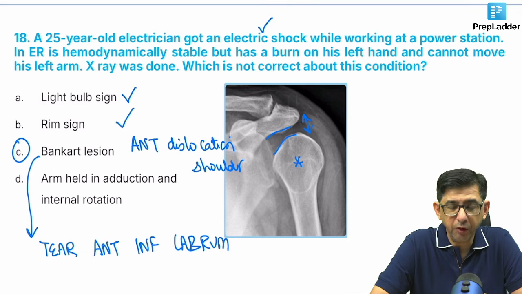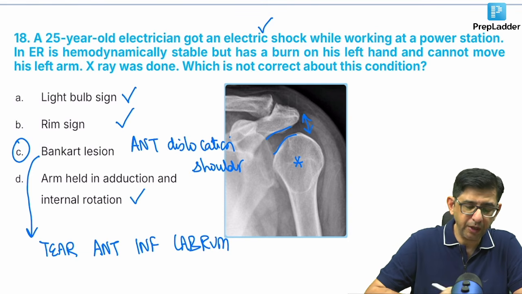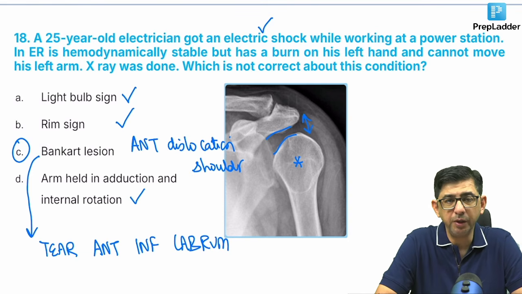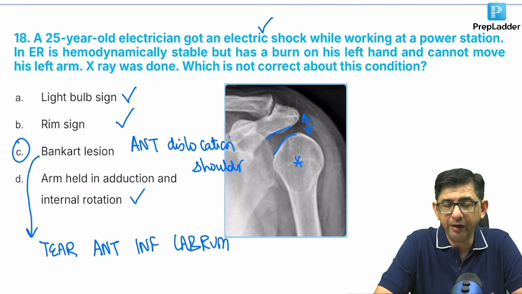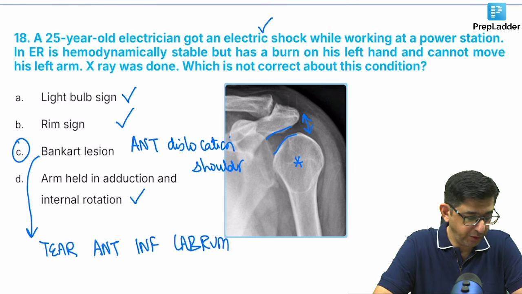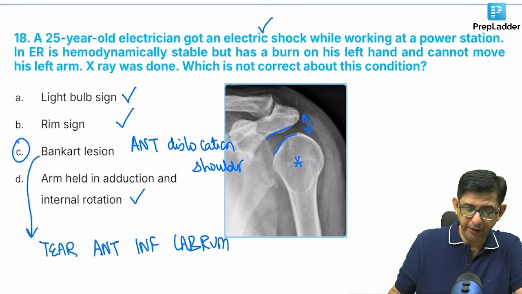But if you look at question number 18, option A, B, and D are the correct statements. Light bulb sign, rim sign, and arm held in adduction and internal rotation, all are standard features of posterior dislocation. What you mean by the word rim, R-I-M, not rin, rim sign is that there is an increased gap, there is an increased joint space, I can say like that. That increased joint space is because of the dislocation part. 18th is C.